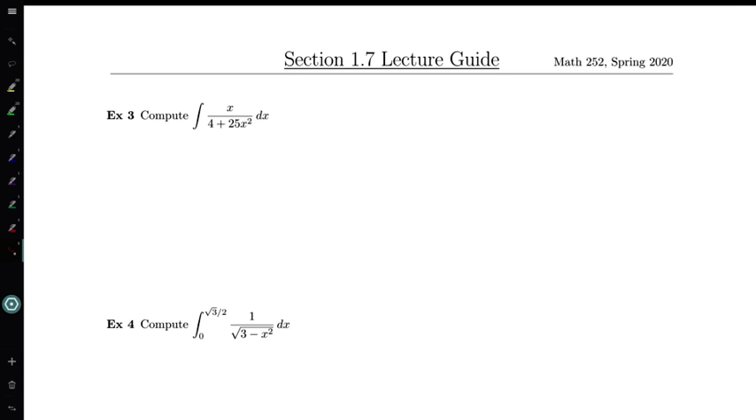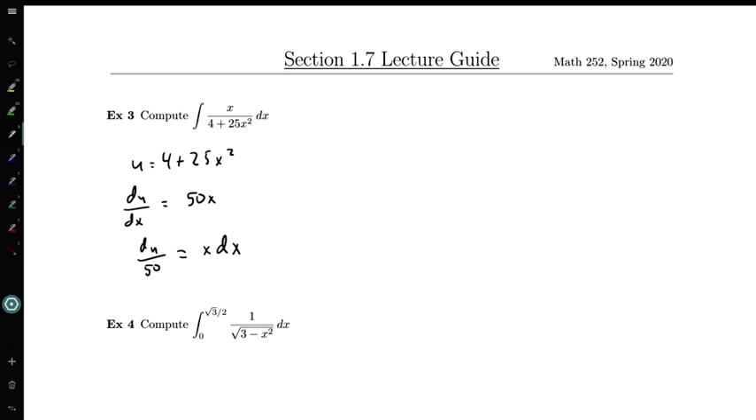We're going to need a different strategy entirely, and the strategy, as you might be able to guess, is going to be u substitution. In particular, I'm going to notice that the derivative of the denominator, so this 4 plus 25x squared, has derivative some scalar multiple of x dx. So what I can do is let my u be the denominator. u equals 4 plus 25x squared, and then du dx is going to be 50x, which is to say that du over 50 equals x dx.